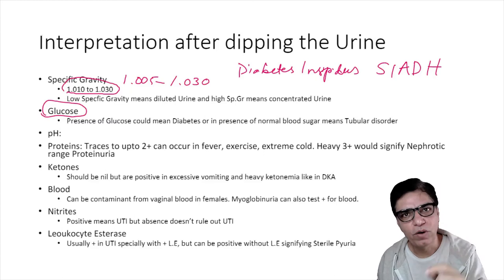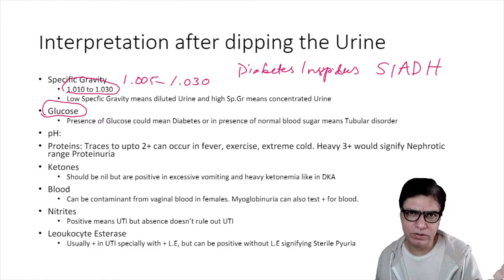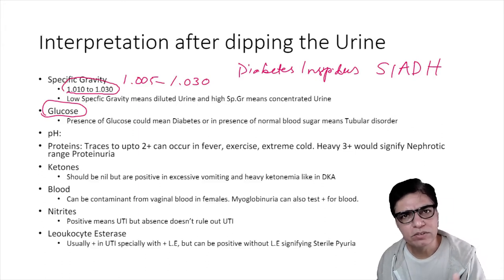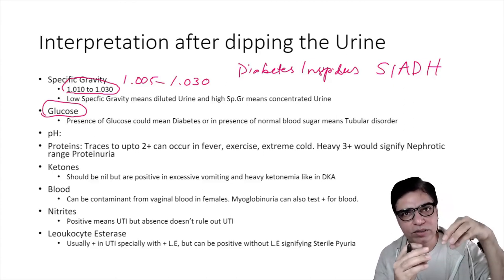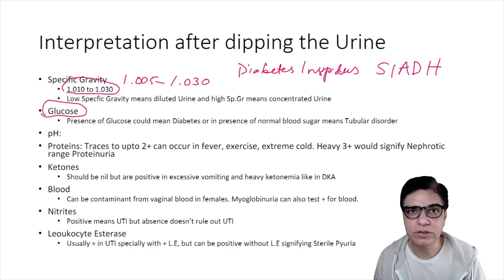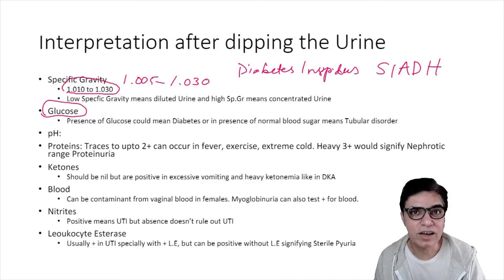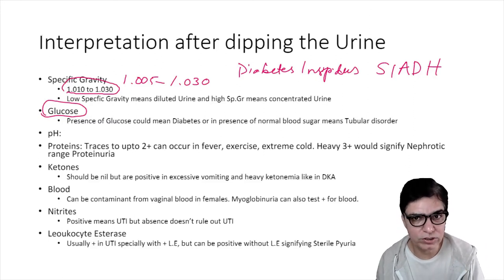But let's say you find that the glucose is positive, and you check the blood glucose levels, and the blood glucose levels are normal. What does that mean? Because if the blood glucose levels are normal, then the child is not diabetic. But why then is the glucose getting filtered into the urine? That could mean a tubular disorder. Tubular disorder means that there is something wrong with the kidney tubules. Different types of tubular disorders, like Fanconi syndrome, like renal tubular acidosis type 1, type 2, type 4, can be associated with what we call glycosuria, and the glucose can filter into the urine. It's not because the child is diabetic, it's simply because there is damage to the tubules, or the renal tubules are not functioning properly.